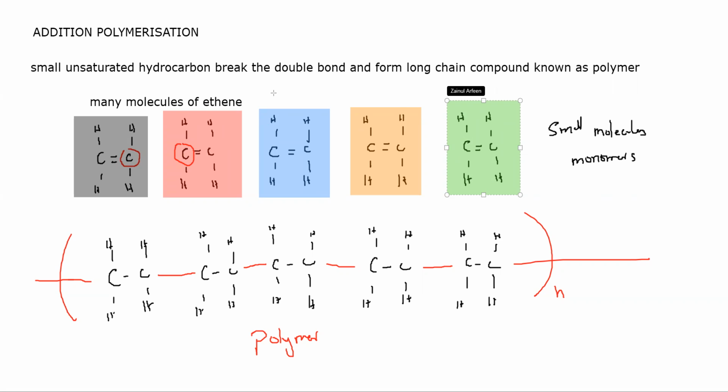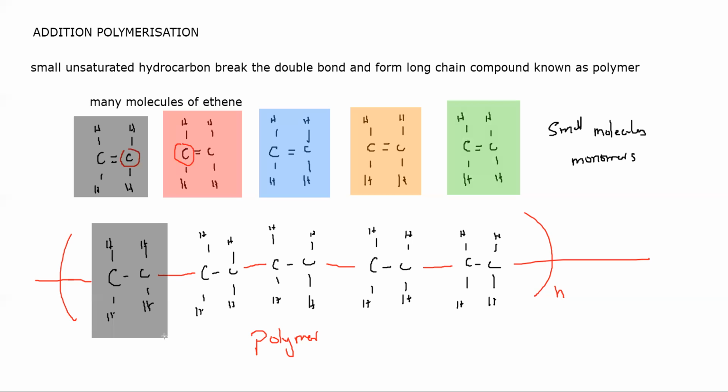How will the double bond break? We supply energy and we use a catalyst, so we break the double bond. Alkenes, how do they react? We can break the bonds of alkenes. So we use a temperature to break this bond. When the bond breaks, the molecules will link with each other. As the molecules link with each other, you can see here, now all of them join together.